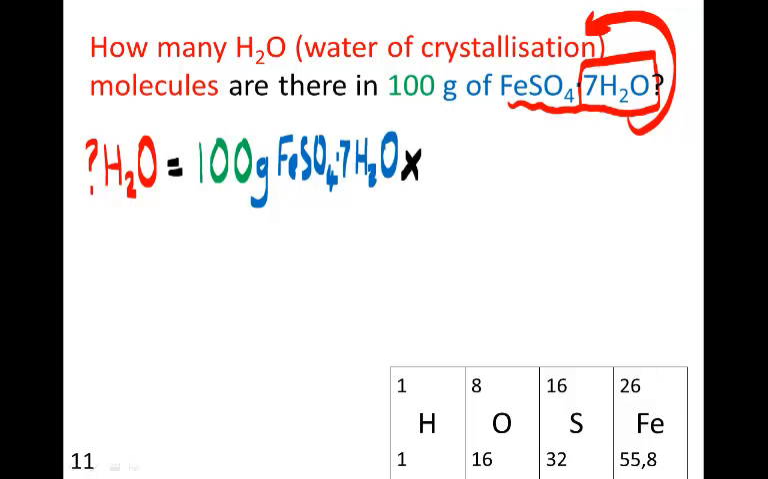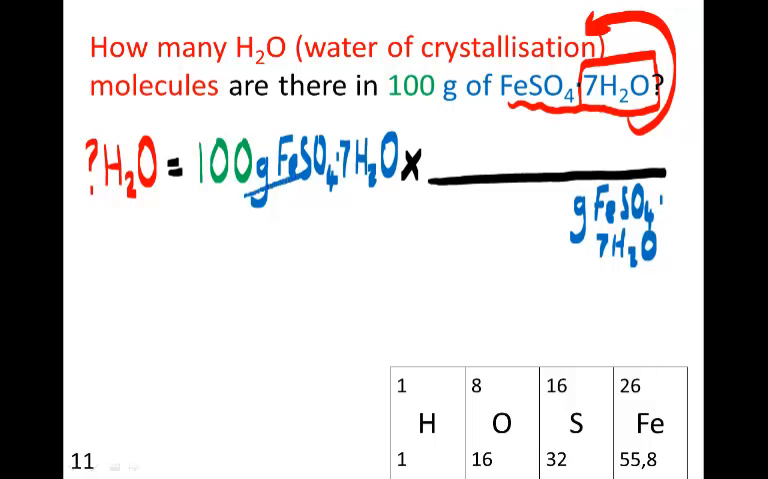So we need to multiply this by a conversion factor, which has grams of iron sulfate with water of crystallization at the bottom to cancel that out. And at the top, we need water of crystallization. This is not how many grams or how many moles, but how many water of crystallization molecules we have inside this amount of iron sulfate.